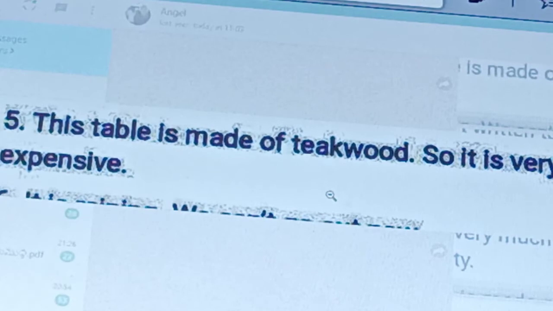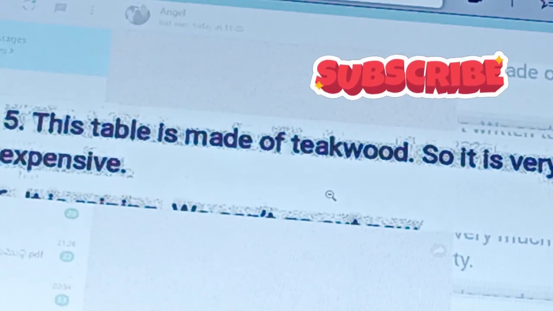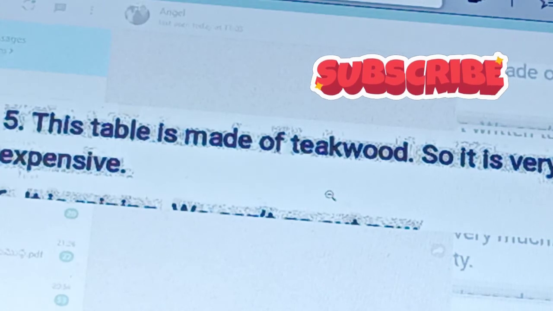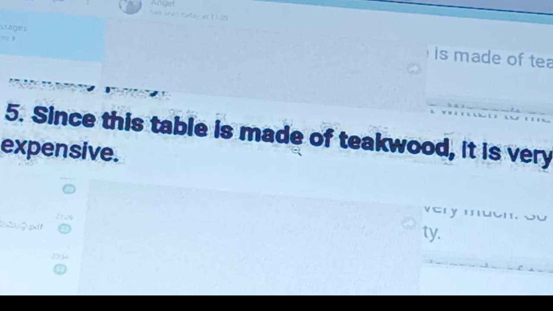This table is made up of teakwood. So it is very expensive. Combine with since. Since this table is made up of teakwood, comma, it is very expensive. Reason: this table is made up of teakwood, and so we are putting since before that. After that sentence, comma, we are removing so. It is very expensive.